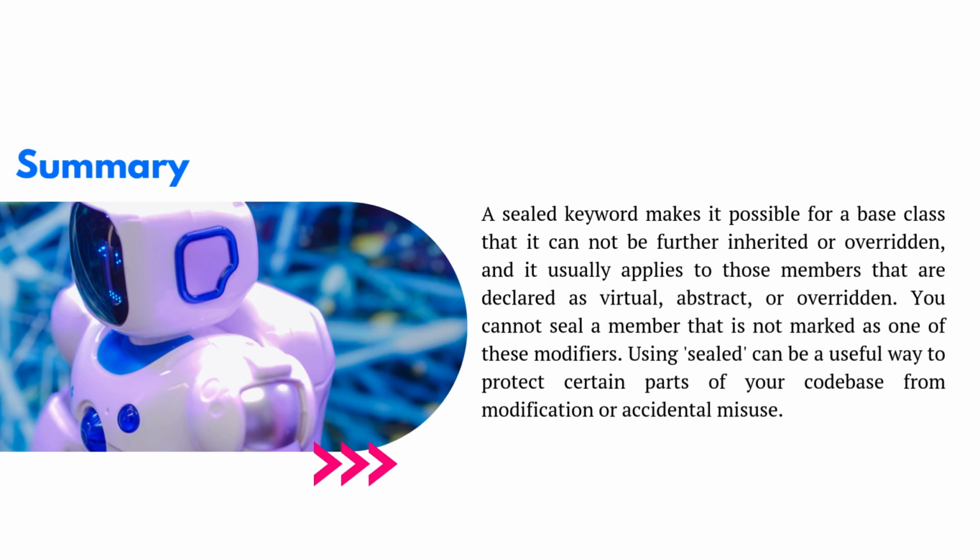The sealed keyword makes it possible for a base class that it cannot be further inherited or overridden, and it usually applies to those members that are declared as virtual, abstract, or override. You cannot seal a member that is not marked as one of these modifiers. Using sealed can be a useful way to protect certain parts of your codebase from modification or accidental misuse.